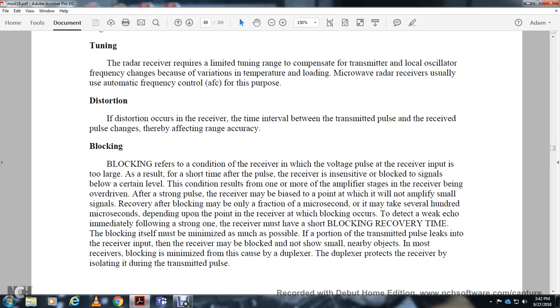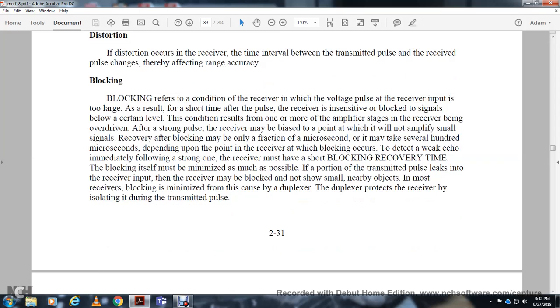A proportion of the transmitted pulse leaks into the receiver input, and the receiver must be blocked so as not to show small near objects. In most receivers, the blocking is minimized by the duplexer, which checks the receiver, isolating it during the transmitted pulse.